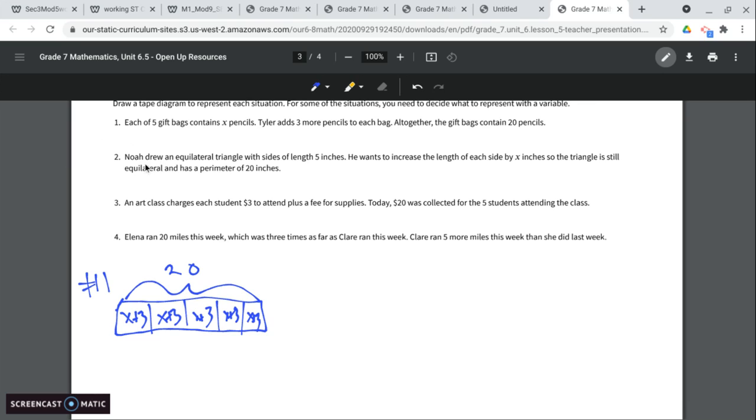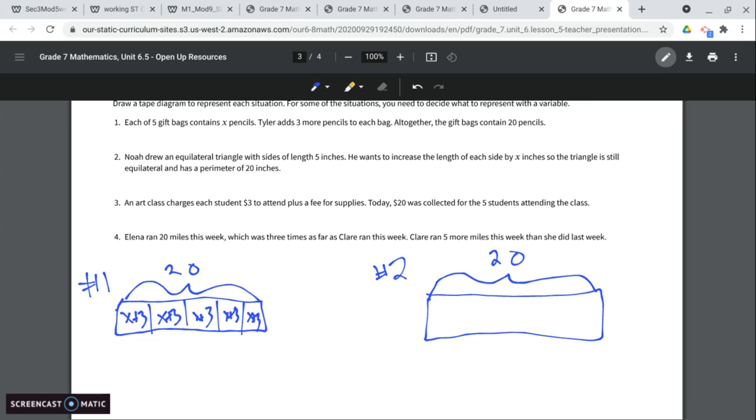Now for number 2, Noah drew an equilateral triangle with side length of 5 inches. He wants to increase the length of each side by X inches so the triangle is still equilateral and has a perimeter of 20 inches. So once again, we know our total for number 2. Our total amount is 20. And we have how many sides to a triangle? Well, there's 3 sides, so we're going to have X plus 5, X plus 5, and X plus 5. So there's a new one.